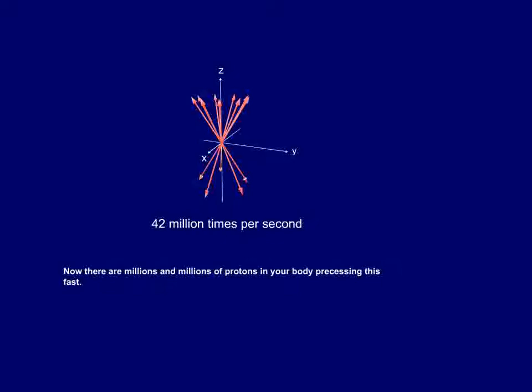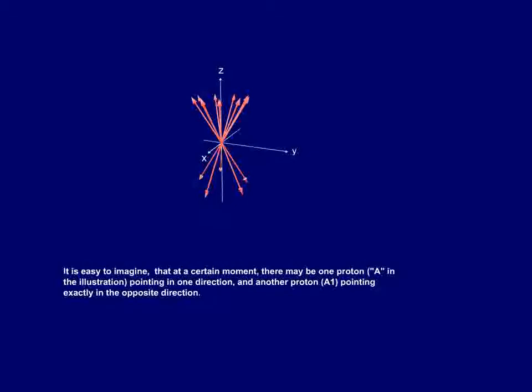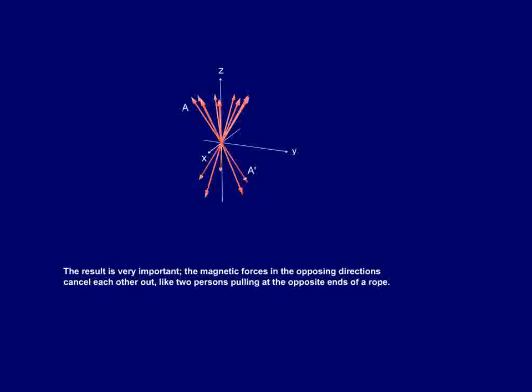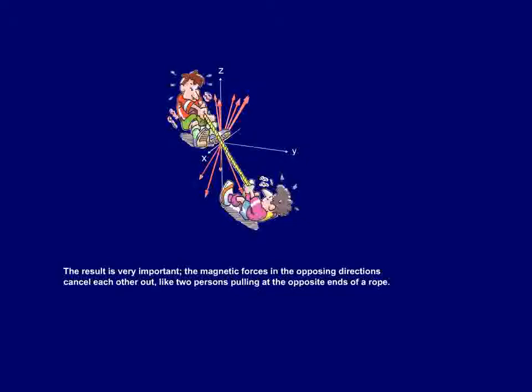Now there are millions and millions of protons in your body precessing this fast. It's easy to imagine that at a certain moment there may be one proton, A in the illustration, pointing in one direction, and another proton, A1, pointing exactly in the opposite direction. The result is very important. The magnetic forces in the opposing directions cancel each other out, like 2 persons pulling at the opposite ends of a rope.